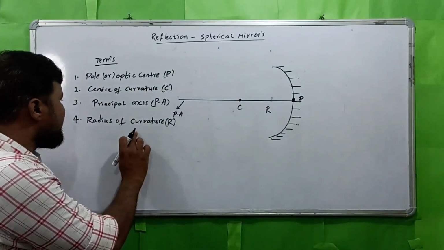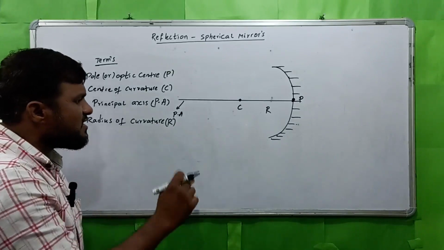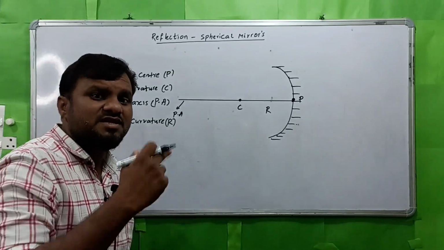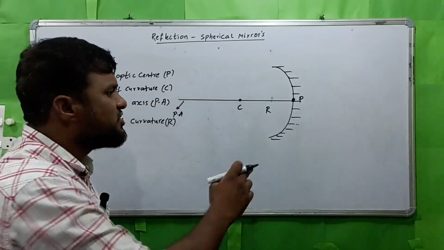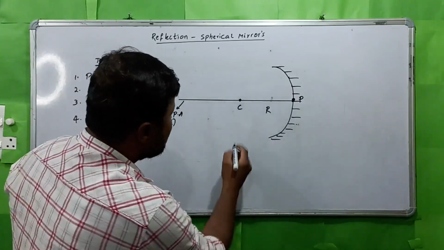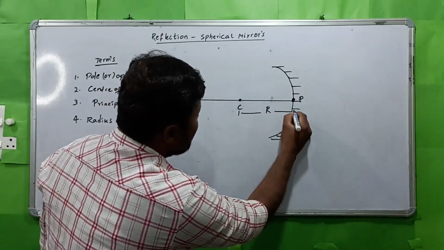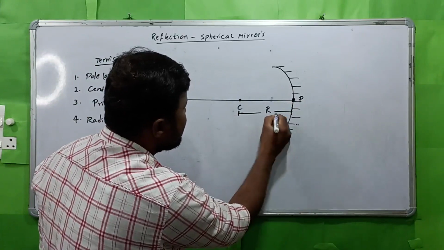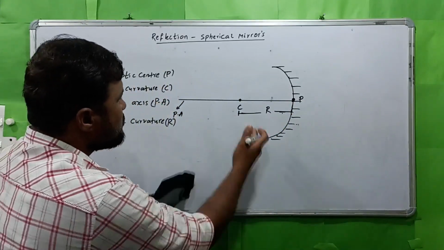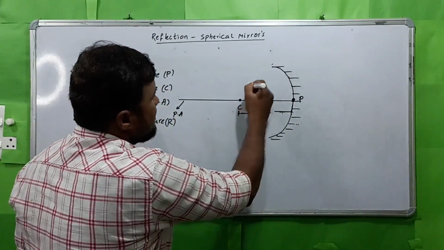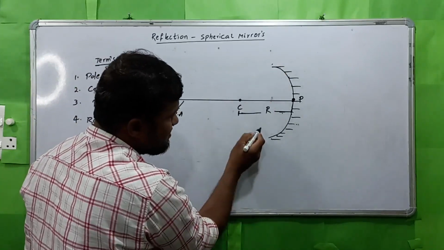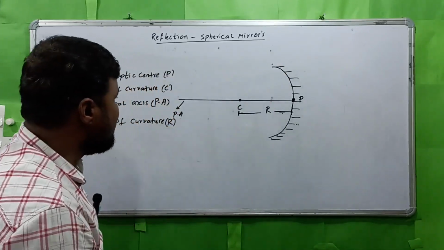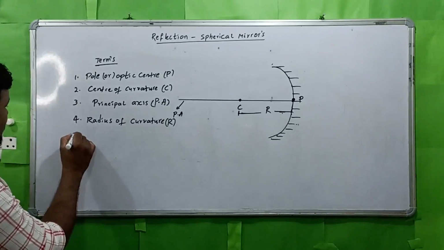Again, we can define radius of curvature as the radius of the spherical shell of which the mirror is a part. So this is R. From P to C, the radius of curvature. Of course, you can take this is also radius of curvature, and this is also radius of curvature. No problem.